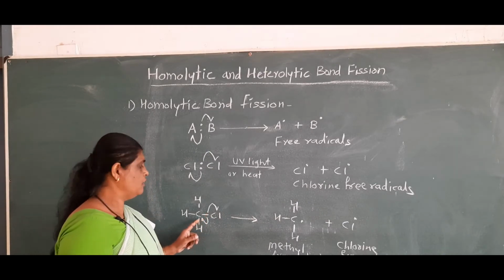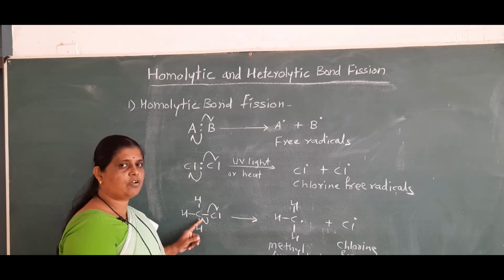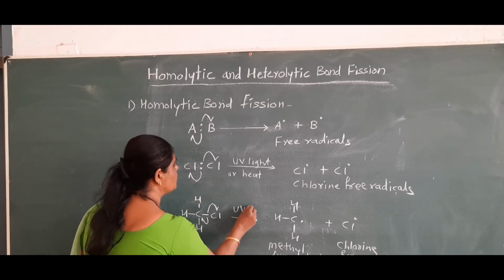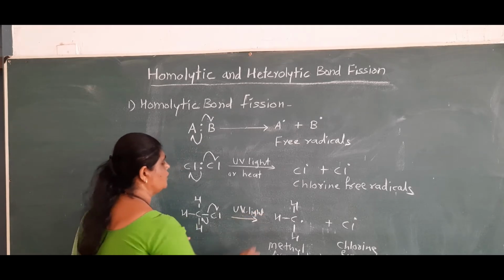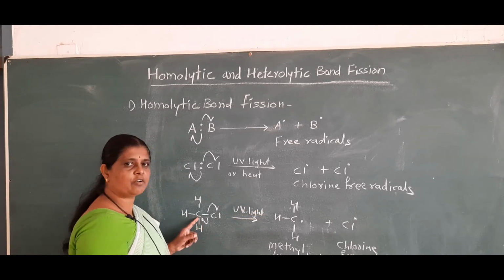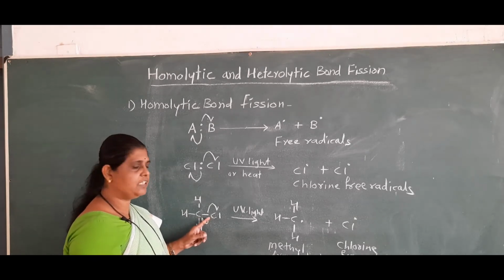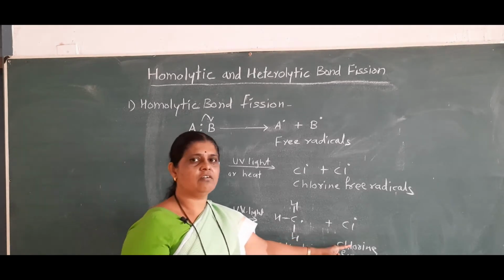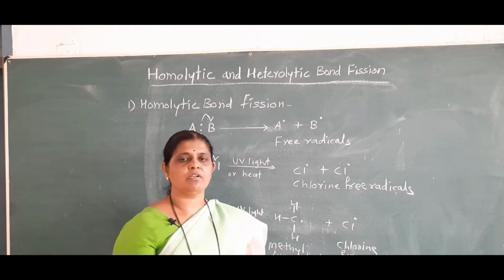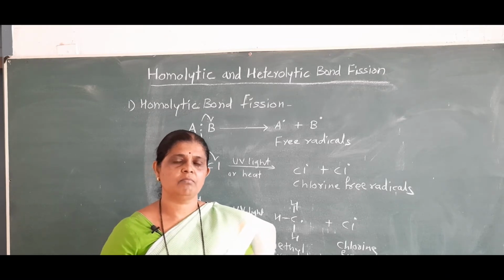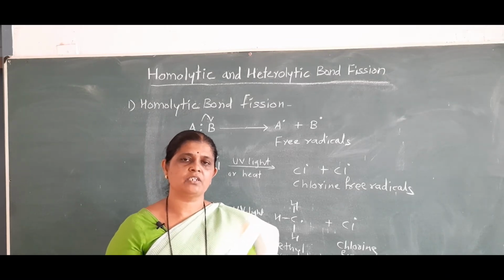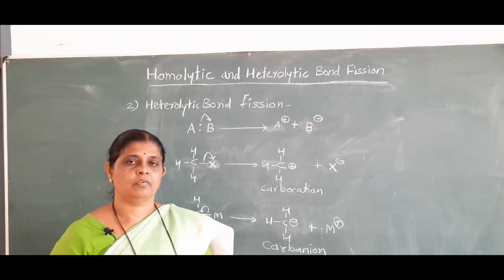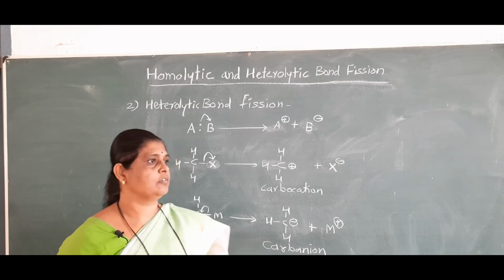Another example, this is the dissociation of methyl chloride in presence of UV light. In that case also, the shared electron pair between carbon and chlorine is equally distributed, and we get methyl free radical and chlorine free radical. That is, after homolytic bond fission, we get free radicals, and in homolytic bond fission, symmetrical bond cleavage takes place. Let us see heterolytic bond fission.